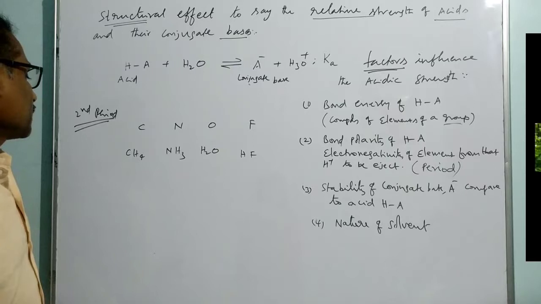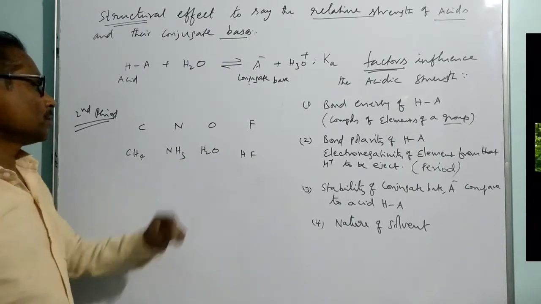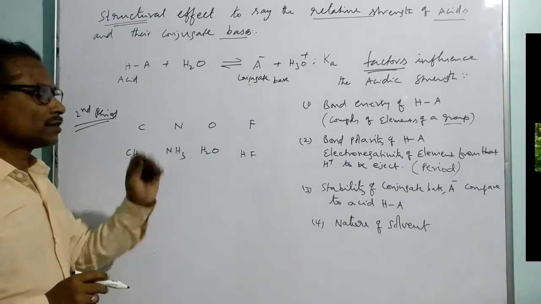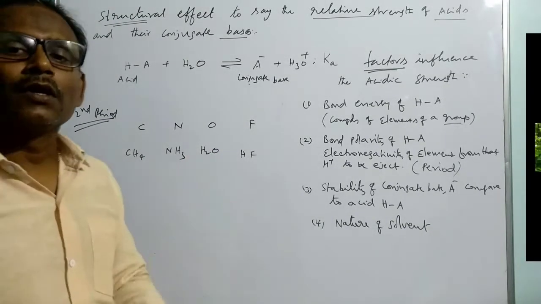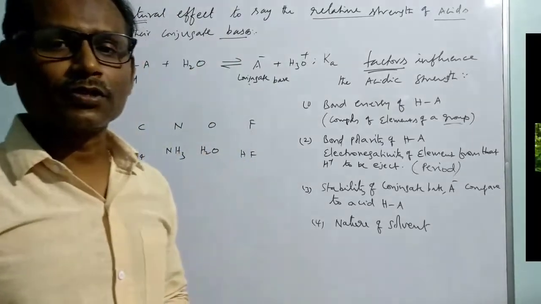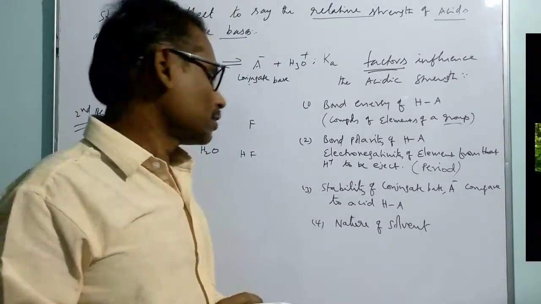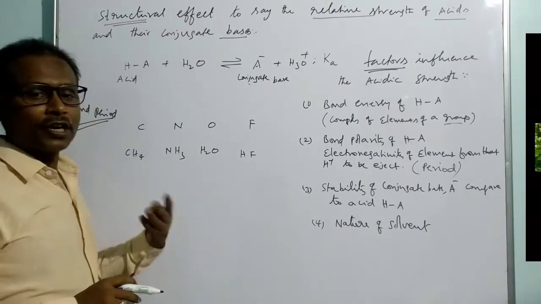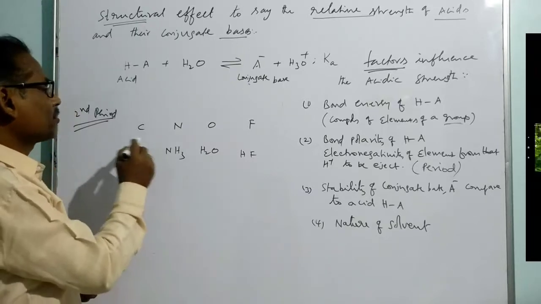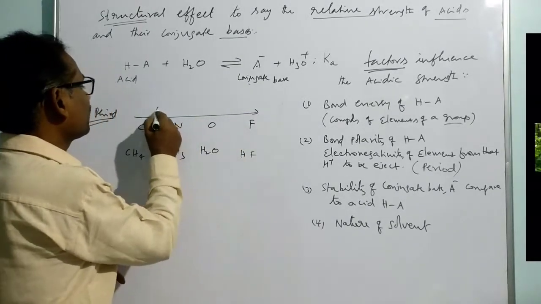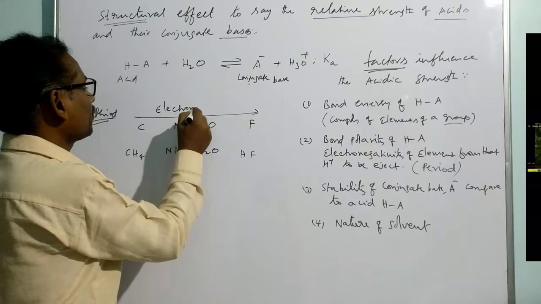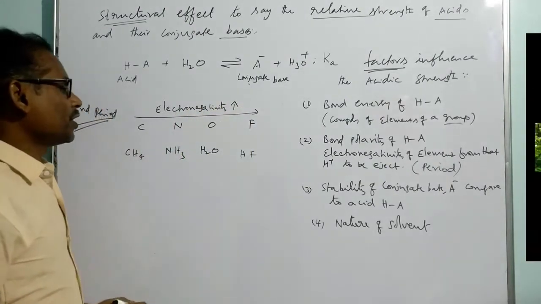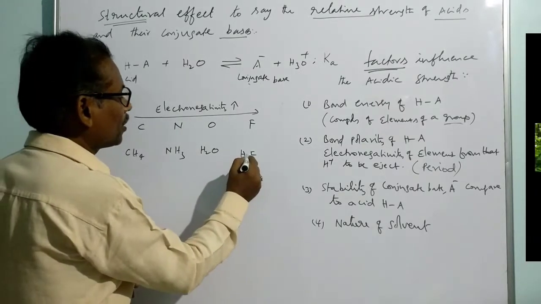In this situation, the sizes are almost the same, because for all the elements of the second period, the valency shell of the central atom is shell number 2. So there is not much difference in size, and then electronegativity is helpful. Moving left to right, the electronegativity increases. As electronegativity increases, I can say the bond polarity will be more.